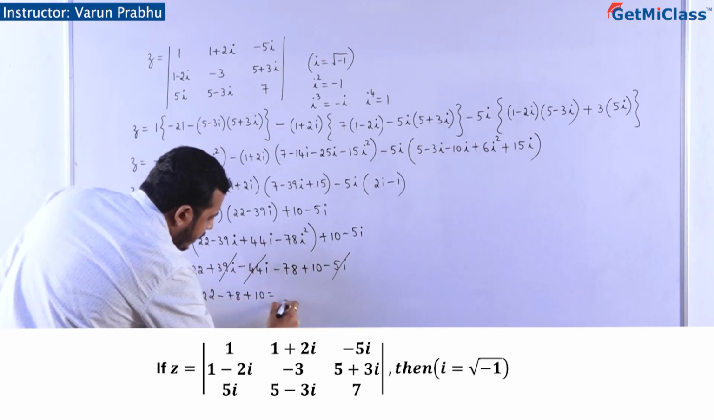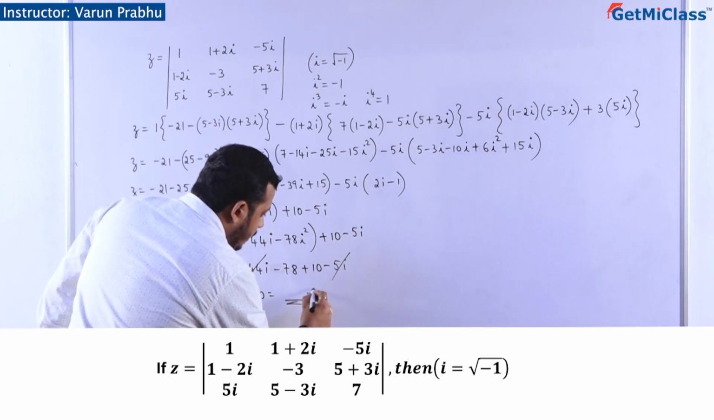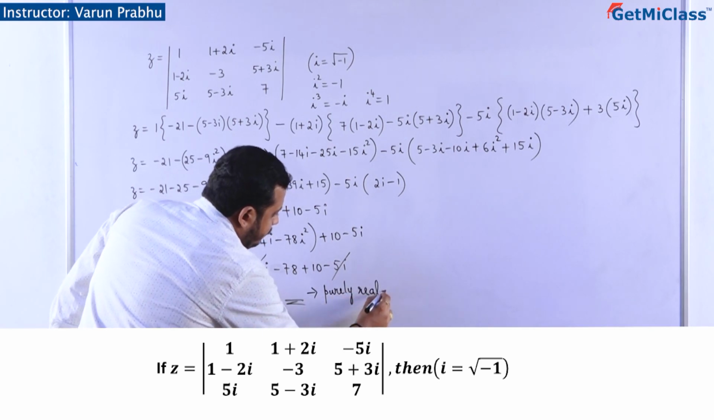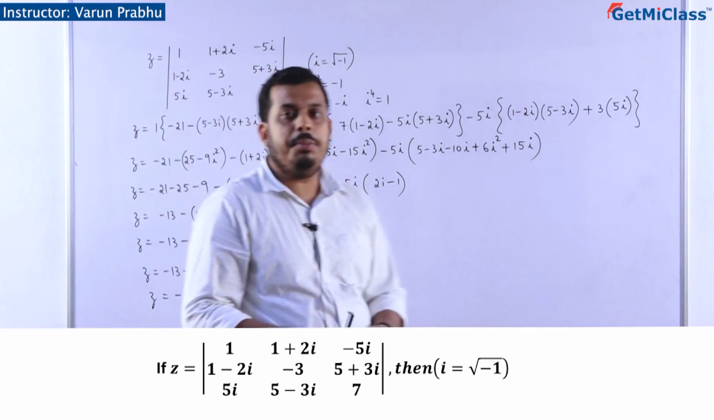I am not bothered about the final answer, but this will have no complex value, right? So Z is what? Z is purely real. This is the answer to the question, because there is no imaginary part here. Whatever the answer is, it will be a purely real number.